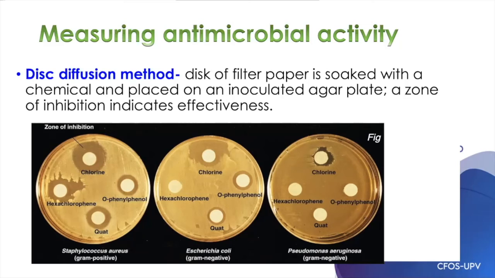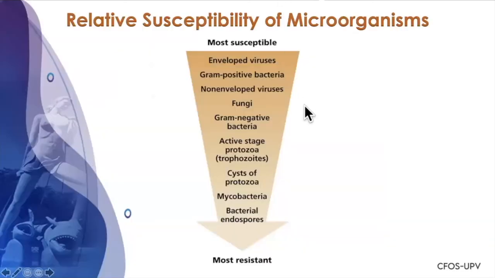So you will be learning more about this diffusion method or this diffusion assay in your laboratory class. Okay. So ito yung relative susceptibility of microorganisms. Ang nasa taas are most susceptible and yung nasa baba are the most resistant. So, pag may tanong na gram-negative bacteria are more susceptible than gram-positive bacteria, di ba false na yun?